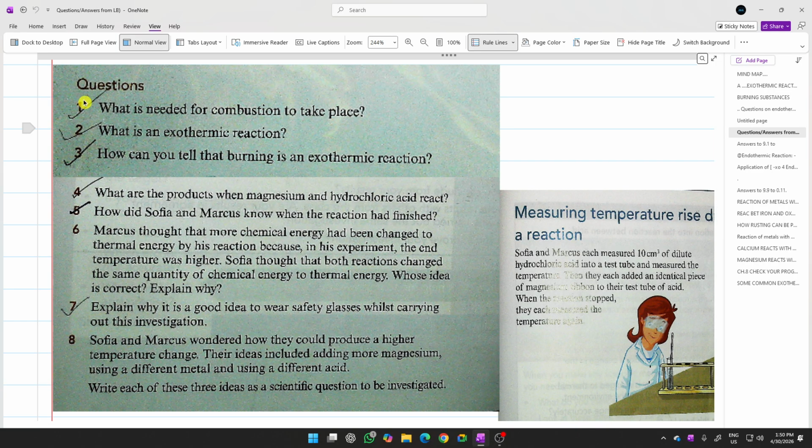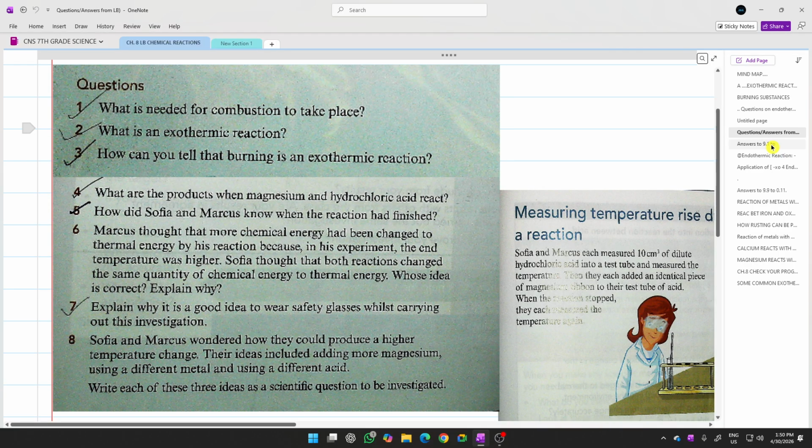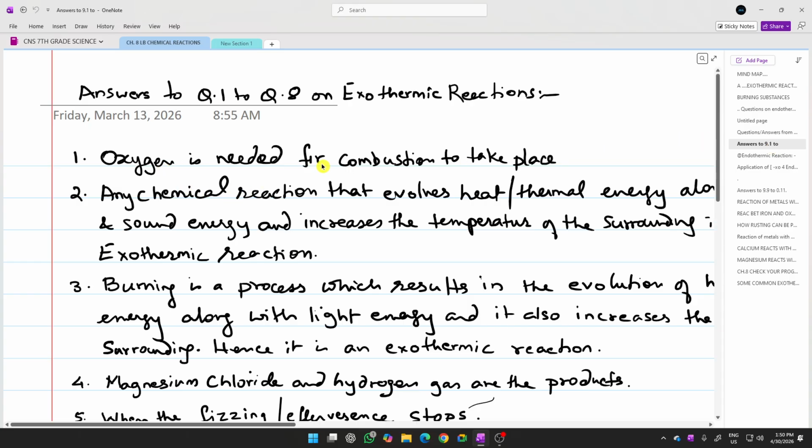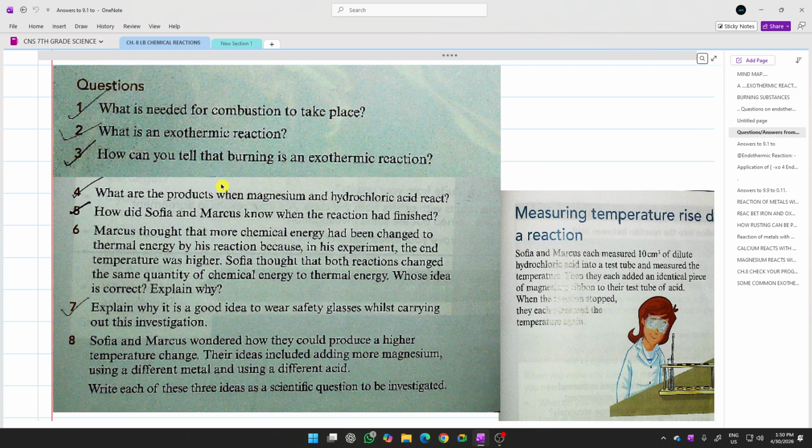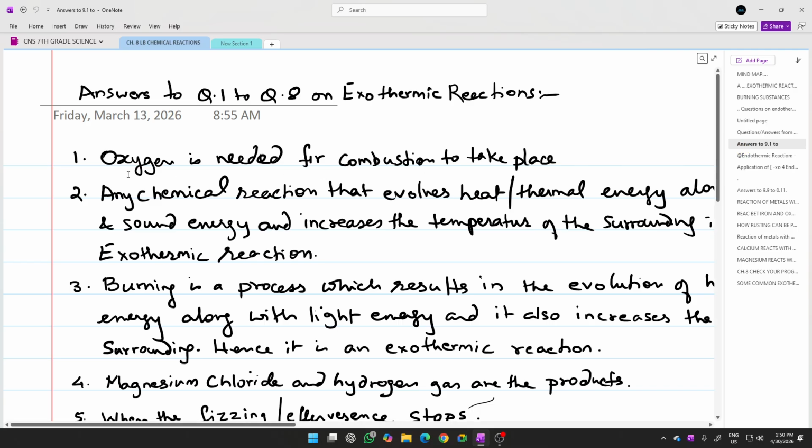Question number 1. Now, all these questions are from your textbook. So, question number 1. What is needed for combustion to take place? Now everybody knows by now that oxygen is needed for combustion to take place. This is already discussed in my lecture number 2. Question number 2. What is an exothermic reaction? So the answer should be the definition of exothermic reaction that I have discussed in my lecture number 2.